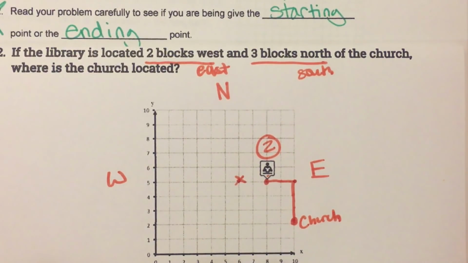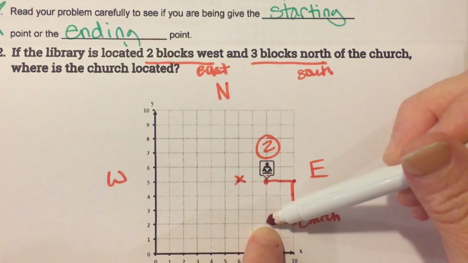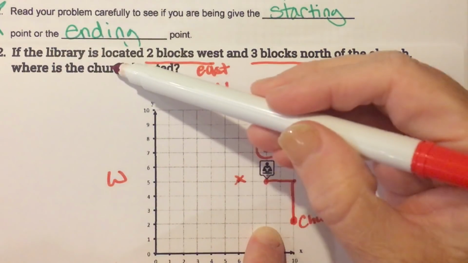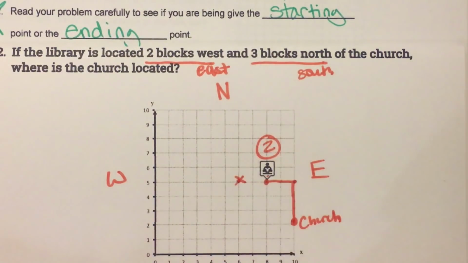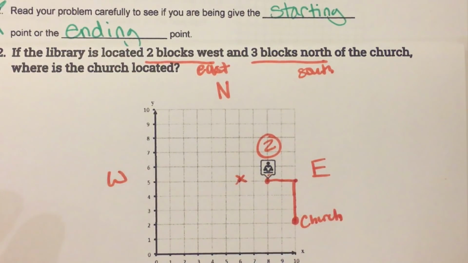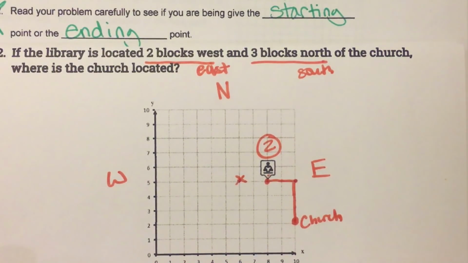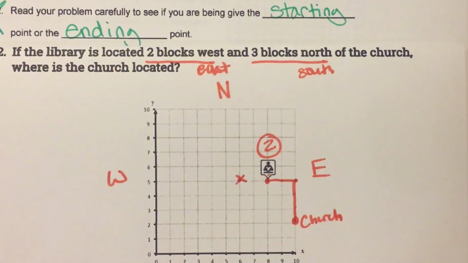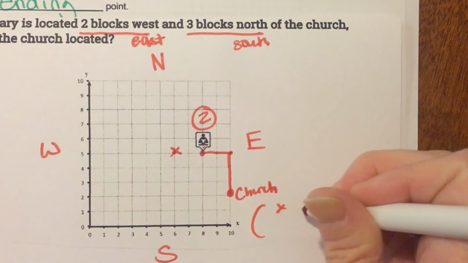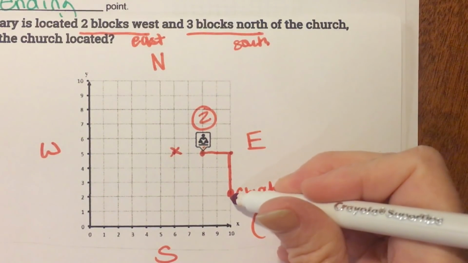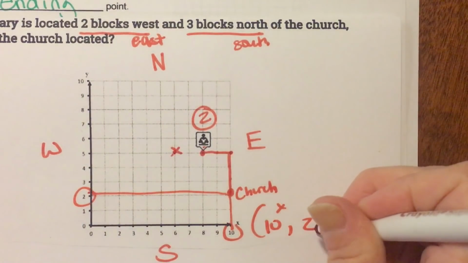Now let's see if this makes sense now. Is the library really 2 blocks west of the church? Yep. Is the library really 3 blocks north of the church? Yes. So this one takes a lot more thinking and working out when they told you only your second location. Okay, so now our question is, where's the church? Well, let's get our X and Y ready. My X for my church is 10, and my Y for my church is 2.